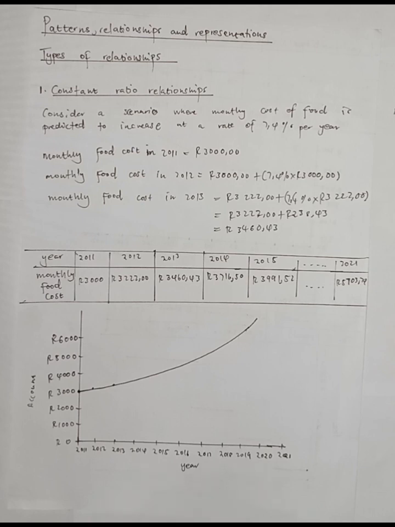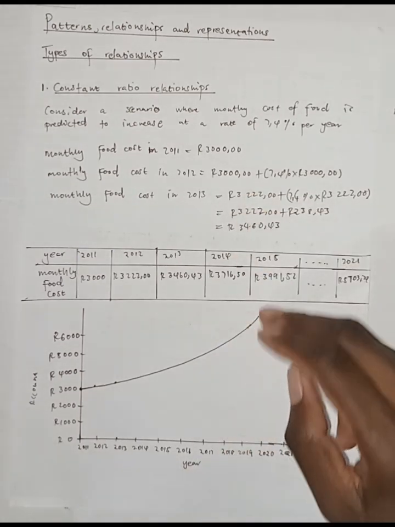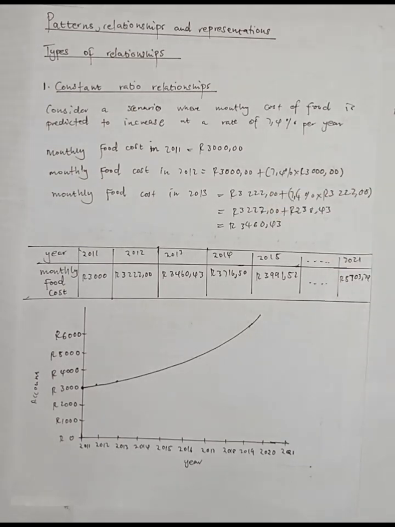So 3,222 is the answer you get from this. If you calculate this, it should give you this. Then the monthly food cost in 2013 will be this plus 7.4% of that. Let me just say it the proper way: 3,222 plus 238 and 43 cents, which sums up to 3,460 and 43 cents. Wow. Okay.